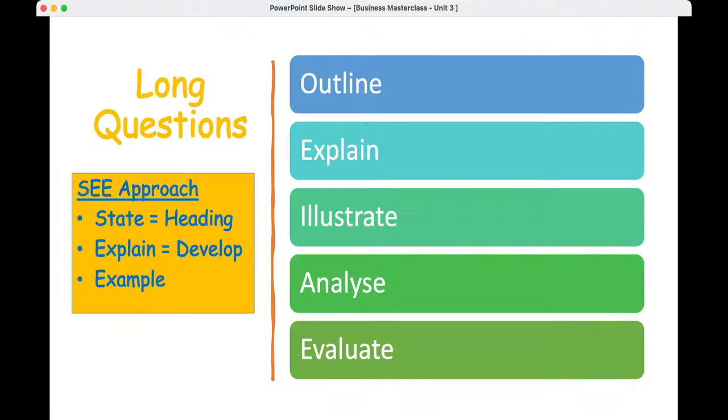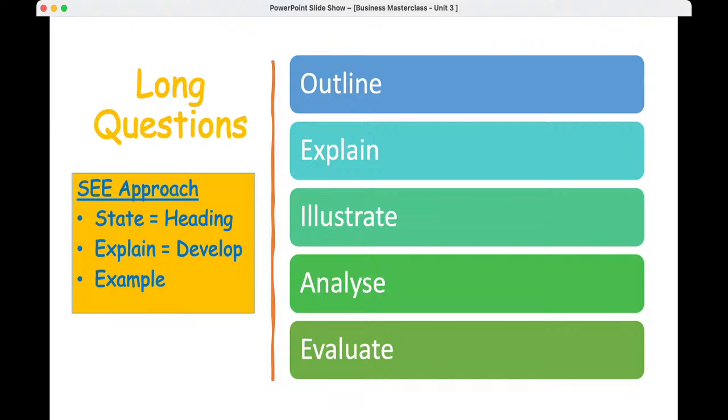If you analyze, again, it works because you state, explain, and then provide examples where possible. But analyze is usually going to be advantages and disadvantages. So you can state an advantage, explain the advantage, and then give me an example. You can state the second advantage, explain it, and then give an example. And then you state the disadvantage, explain the disadvantage, and give an example. And you do that again.